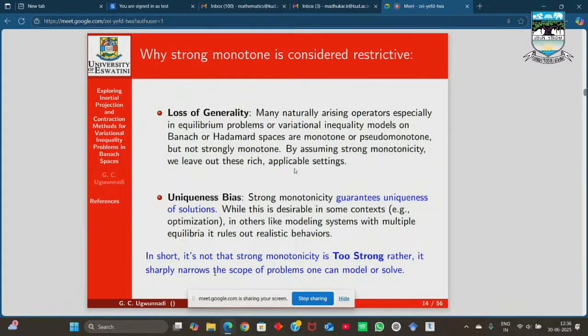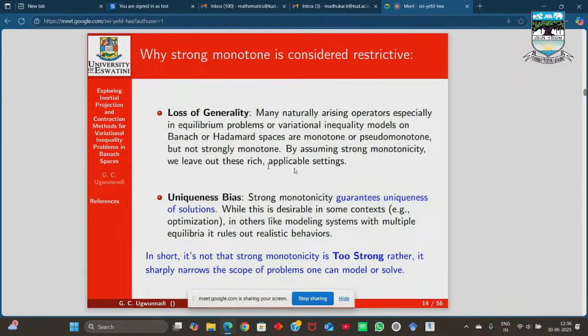Because of this, we can now see why we say that when looking at the projection method and trying to get more general operators, the projection method will not be of help. It can only help when the operator is strongly monotone. So that is the essence of why strongly monotone is considered restrictive.